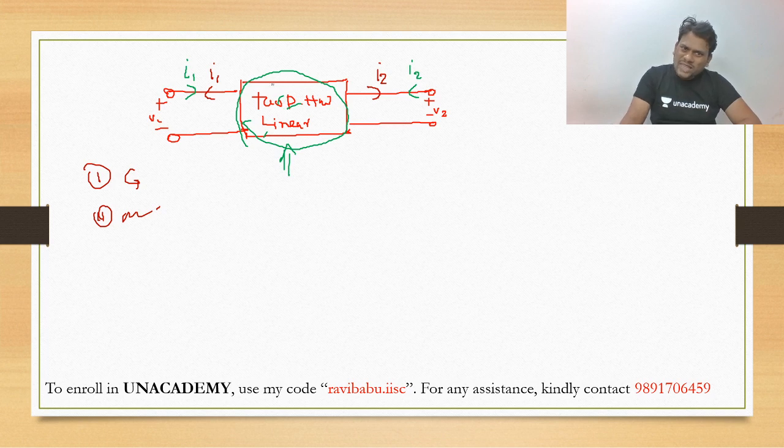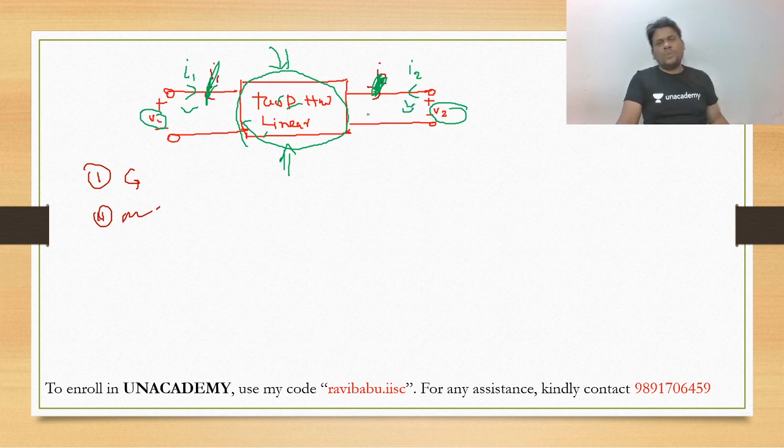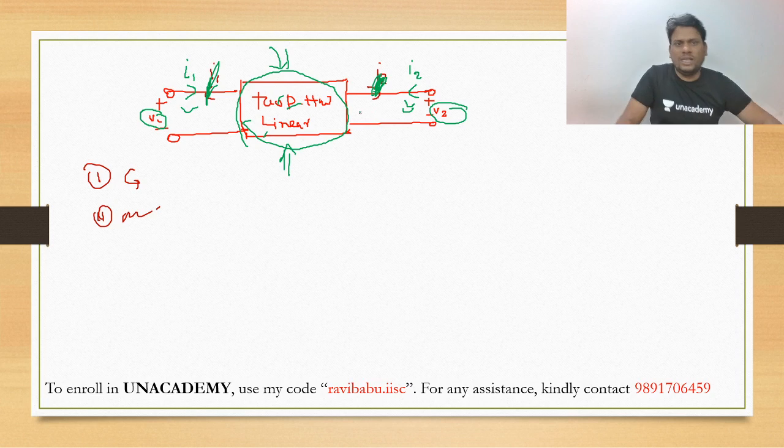So to energize this system, we require some power. It means our testing signals V1 and V2 should deliver power to this two-port network. And how can they deliver power? Only when the currents I1 and I2 have the direction shown in green. Please mind it, this is a very important thing.